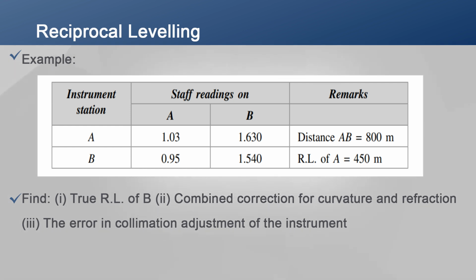Firstly, in this question it has been referred to the reciprocal level taken with only one level. We have been given the instrument stations A and B and staff readings on station A and station B, and some remarks are also given, in which the distance AB is given as 800 meters and the reduced level of A is given as 450 meters. So, in this question, we have to find out the true reduced level of B. Secondly, we have to find out the combined correction for curvature and refraction, and thirdly, the error in collimation adjustment of the instrument.